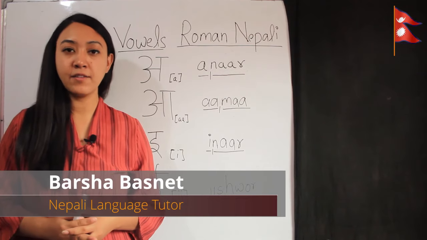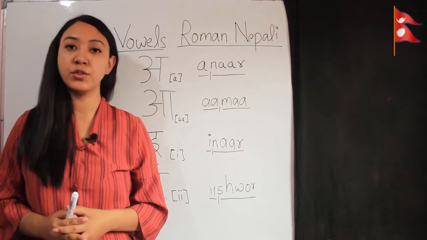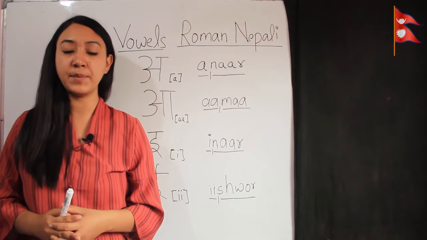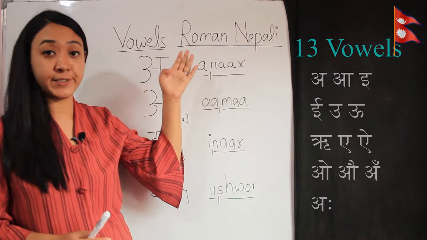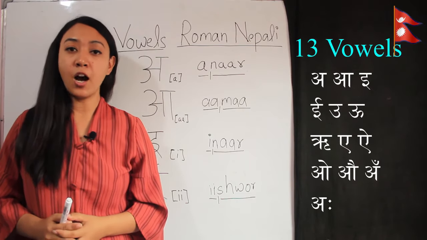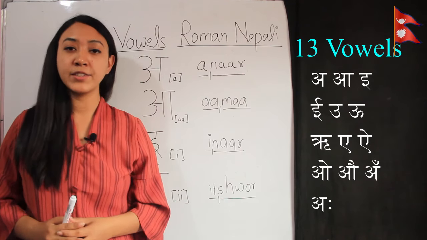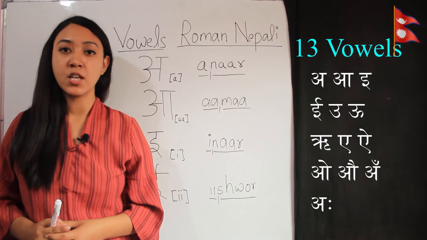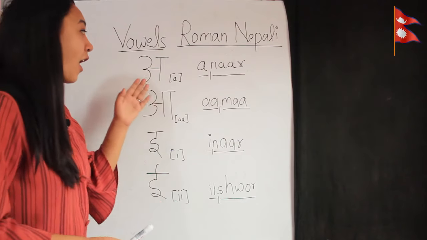We have 12 vowels according to the old concept of Nepali, but 13 vowels according to the new concept of Nepali. You can find 13 vowels in all the new Nepali publication books. So I will be teaching 13 vowels here, as shown. Always try to remember the vowel's sound with a word so that you can also increase your vocabulary power and remember the sound. So let's start learning vowels from the first vowel, that is A.